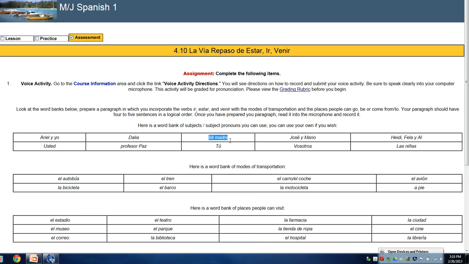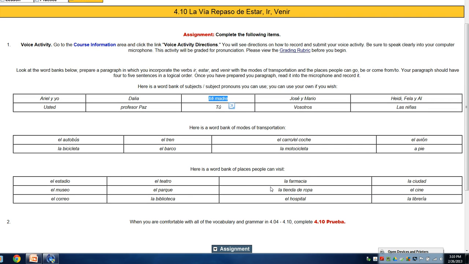So I'm going to say mi madre va, and then I'm going to pick one of these places that she's going to go. Now remember, I have to have an a after I do a form of the verb ir. So mi madre va a la biblioteca. My mom's going to go to the library. Okay, so mi madre va a la biblioteca, and then I need to say how she's going to get there. So I'm going to say that she's going to go en bicicleta, by bicycle. So let's try it again. So mi madre va a la biblioteca en bicicleta.